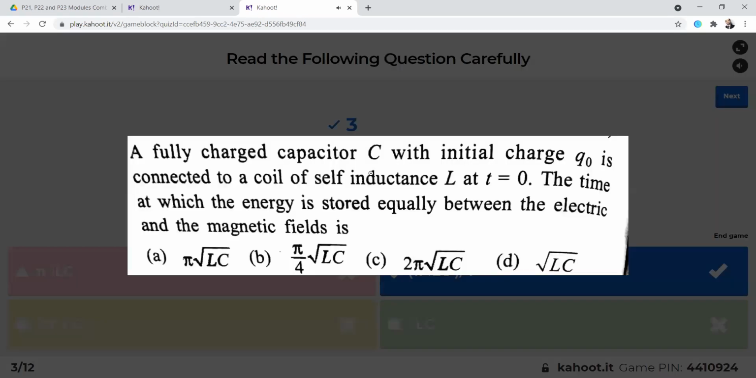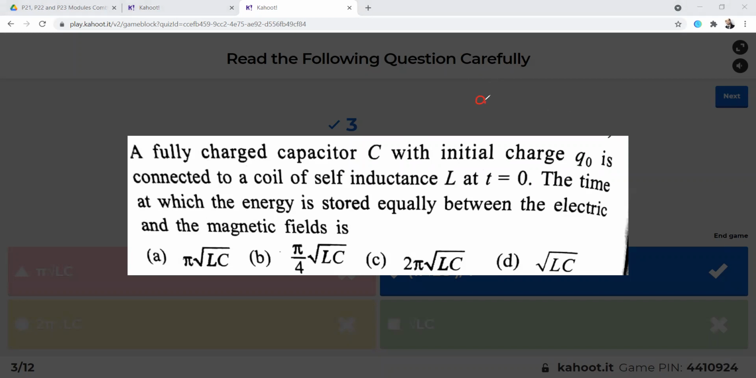Okay, here also most are correct. We just have a fully charged capacitor here, and the initial charge is given. It is connected to a coil of self-inductance L. We have to find the time when energy is stored equally between them.